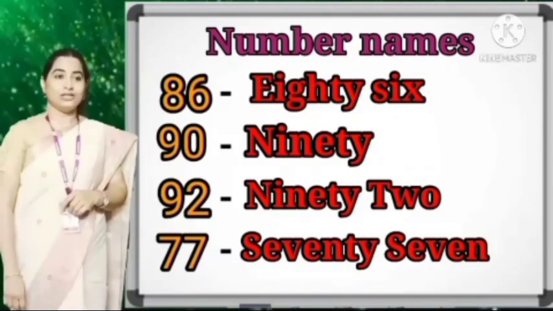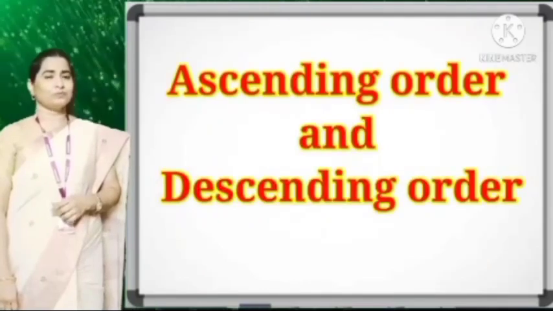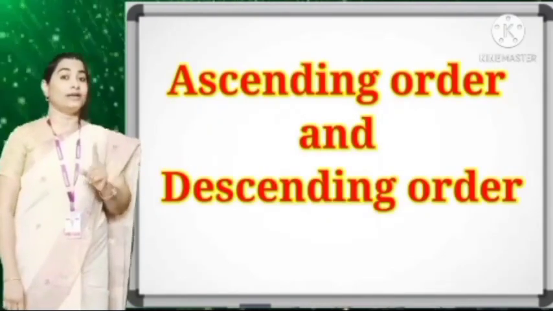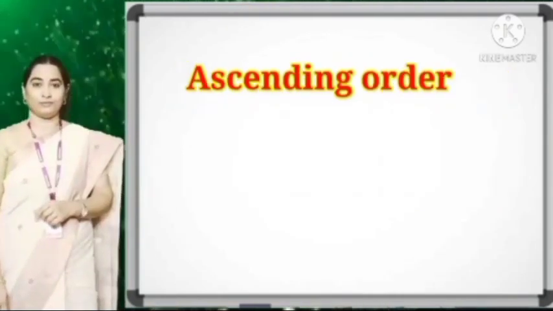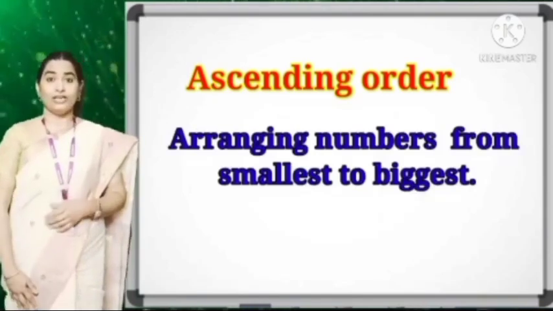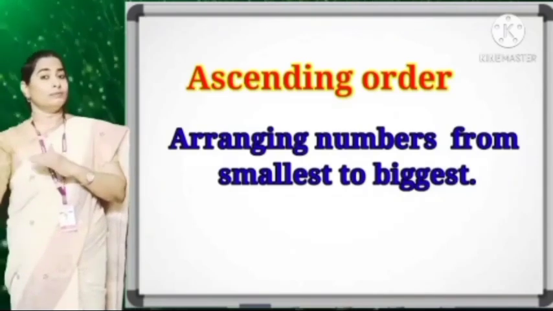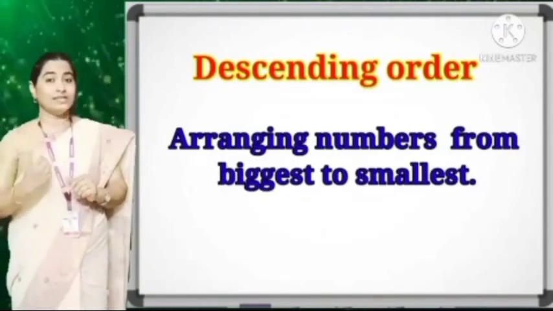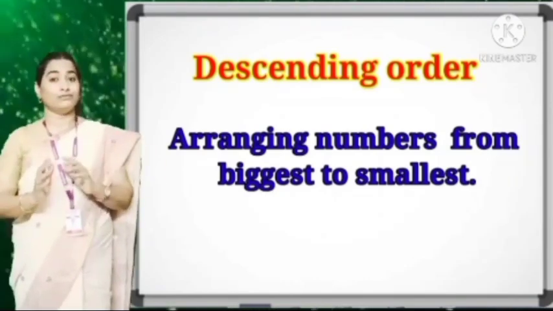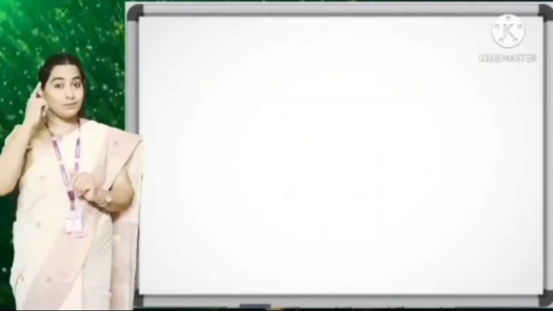So children, we have completed the number names now. Next, we are going to revise ascending order and descending order. So children, what is ascending order? Ascending order is arranging numbers from smallest to biggest. What is descending order? Descending order is arranging numbers from biggest to smallest. So keep this in your mind.